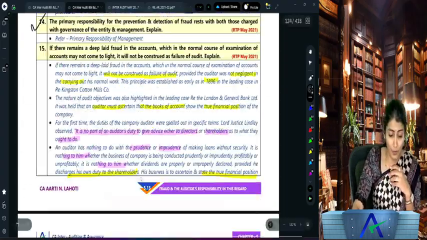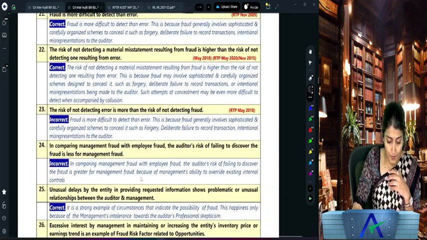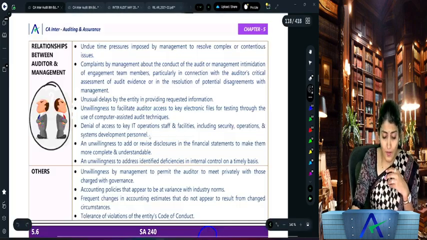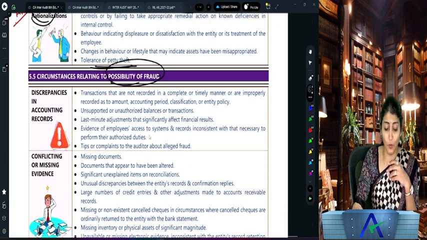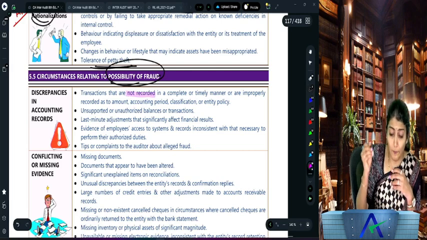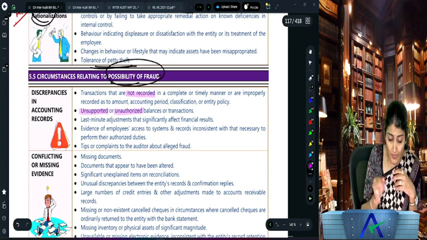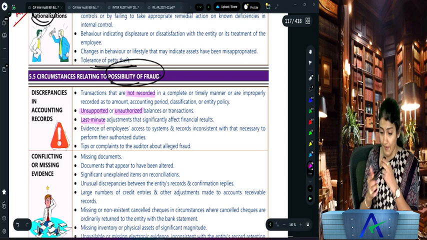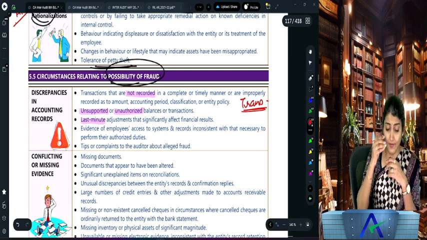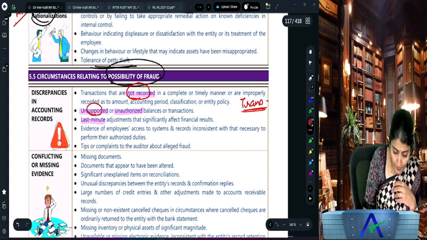Now we are talking about discrepancies in the accounting records. What is the discrepancy? The transactions are not recorded in a complete or timely manner. Then there are unauthorized, unsupported transactions. Then there are last minute transactions. So the first three points are regarding the transactions: not recorded in a timely manner, unsupported, or last minute.